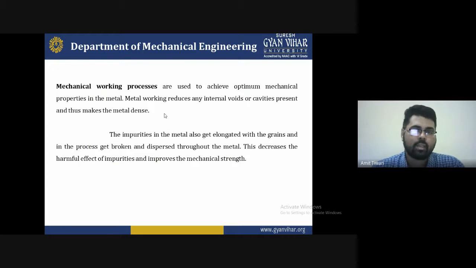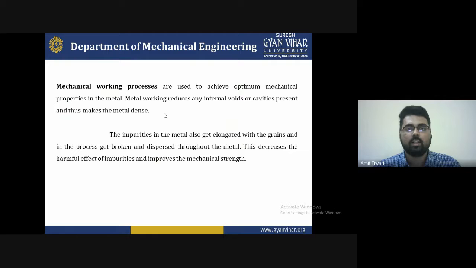Mechanical working processes are used to achieve optimum mechanical properties in the metal. Metal working reduces any internal voids or cavities present, and thus makes the metal denser. So the sole objective of this lecture is how to increase the mechanical property, how to enhance the material property of the product we are working on after its completion.